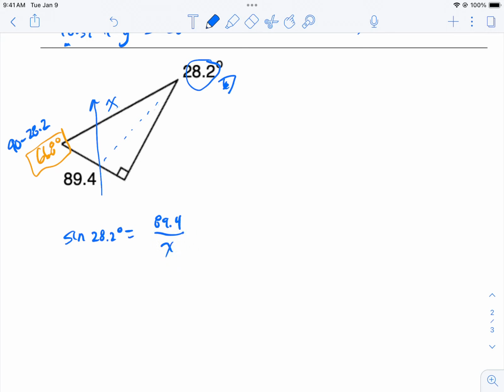Now this is one of those situations. X is on the bottom, and you might remember my shortcut. My shortcut is that these two things can just switch places like this. You're multiplying on the diagonal. So you end up with x is equal to 89.4 being divided by the sine of 28.2.